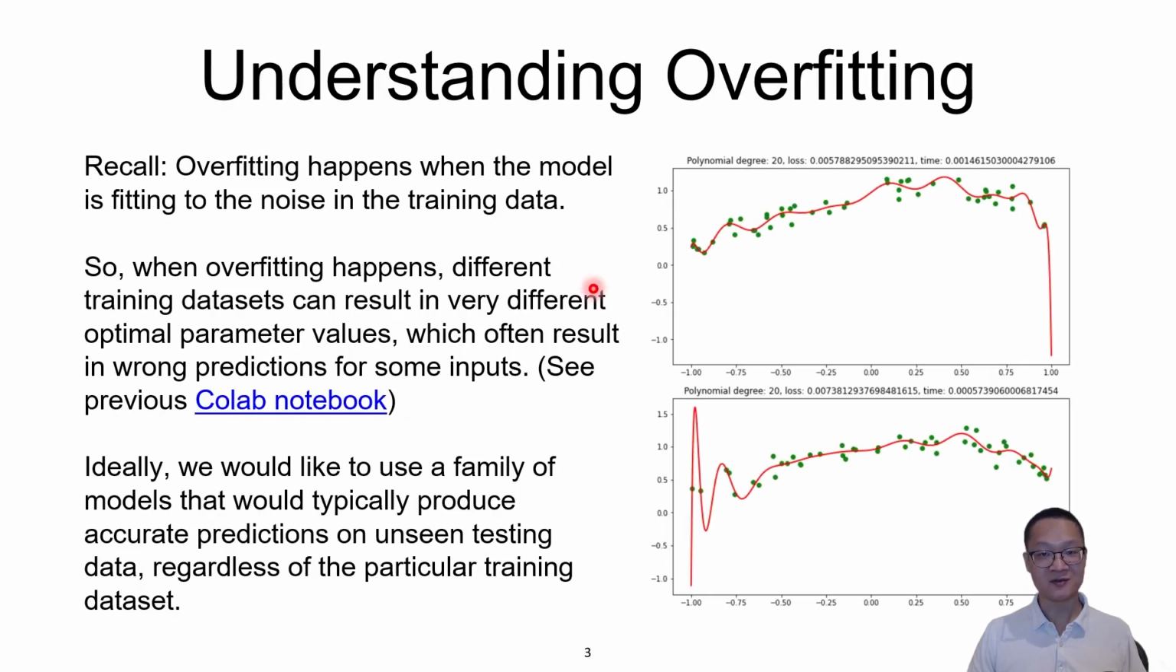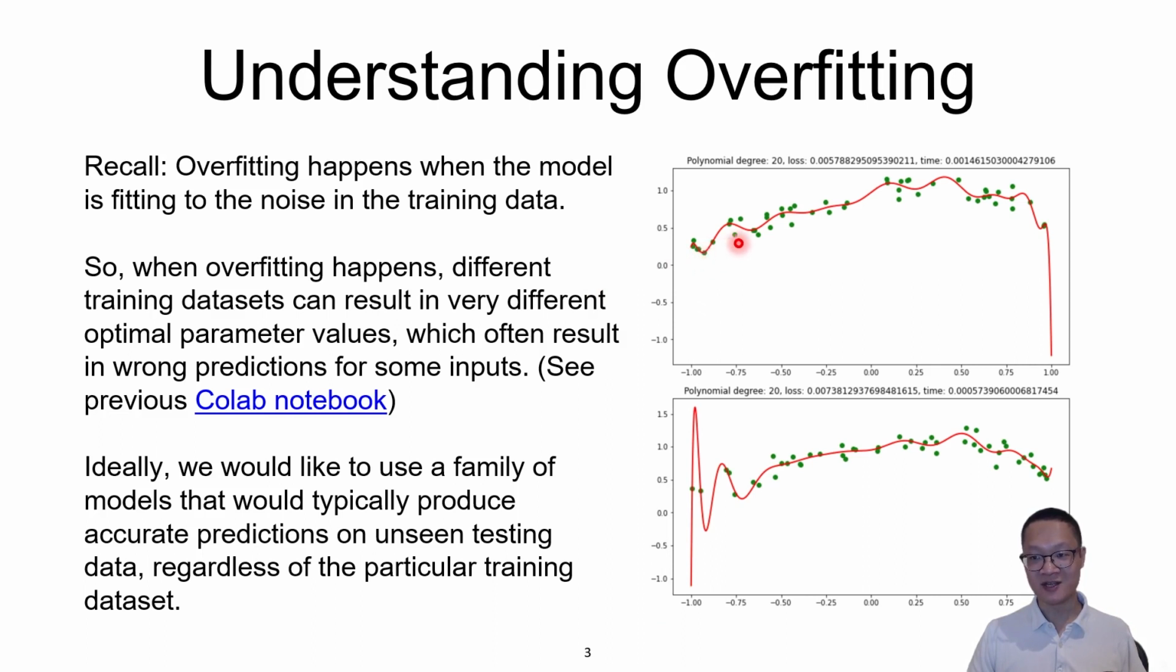So that was the probabilistic interpretation of linear regression. Now we're going to continue taking a probabilistic approach and look at the bias-variance trade-off. This is related to overfitting. Remember, overfitting occurs when the model is fitting to noise in the training data.